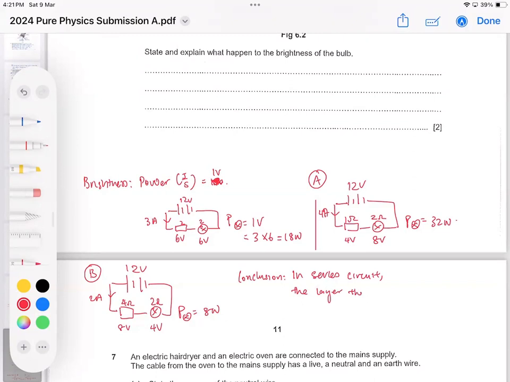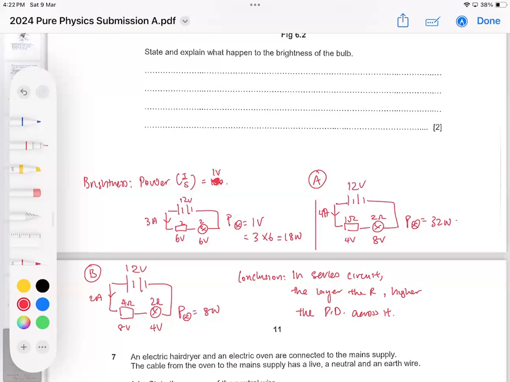The larger the resistance of the component, the higher the potential difference across it. So everything else remaining the same, the larger your resistance, the more voltage you will draw. The lower your resistance, the lower the PD of the object.